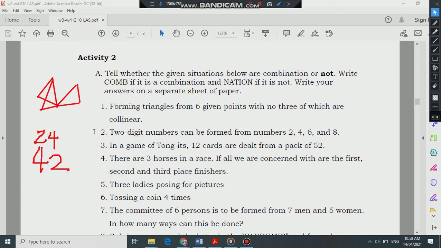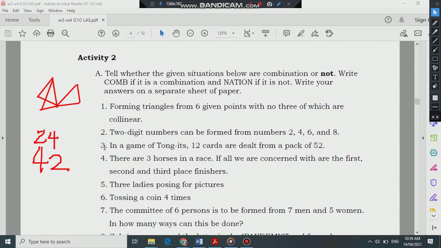So, with this statement, do you think order is important? If it is no, then this is a combination. But if order is important, then this is not a combination. Is it necessary that 2 comes first before 4? And if 4 comes first before 2, are they different numbers? Yes. Therefore, this one is an example of permutation, and this is not a combination.